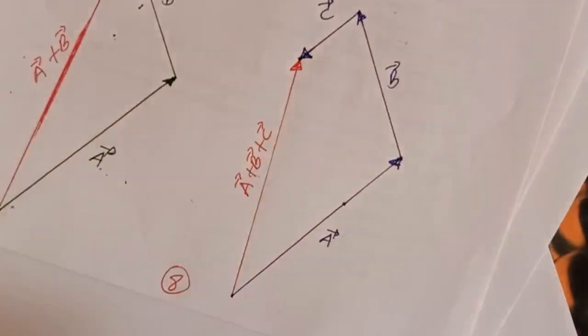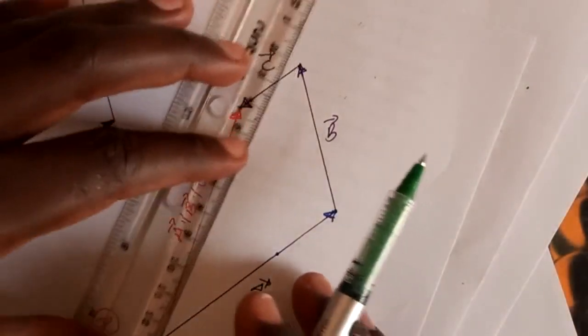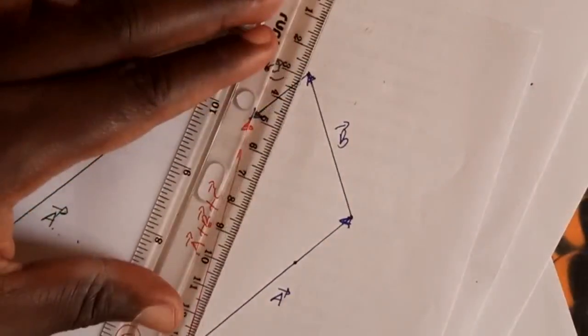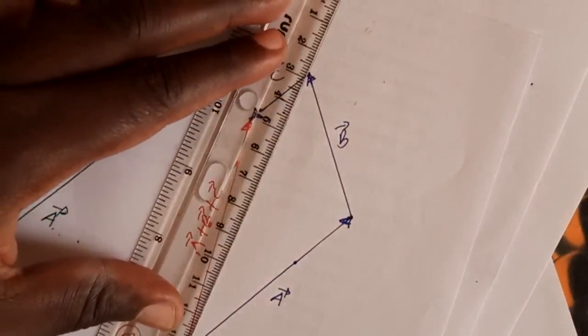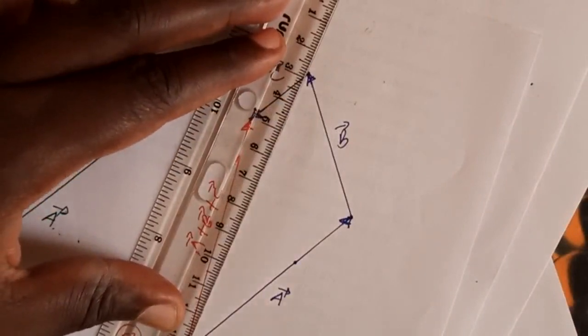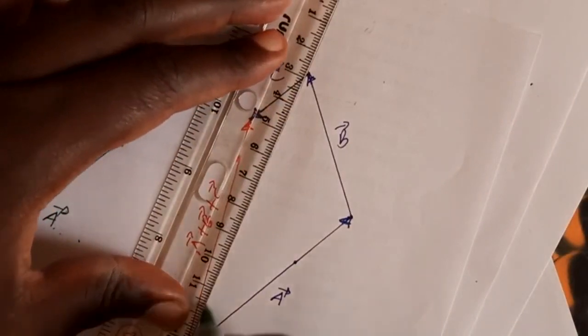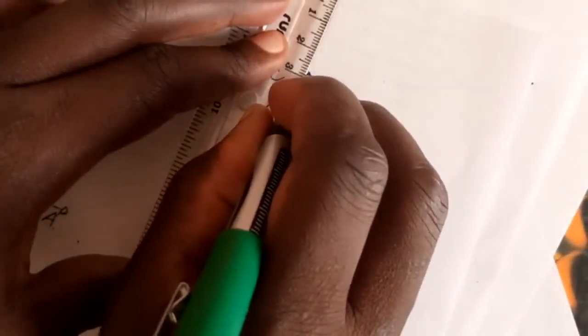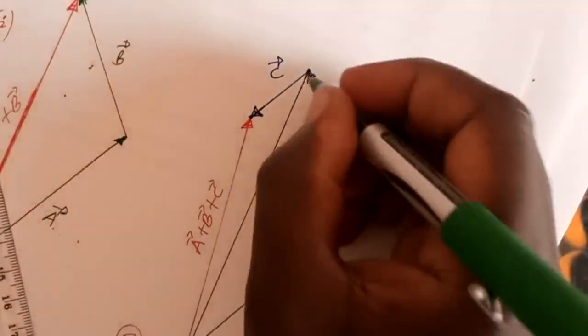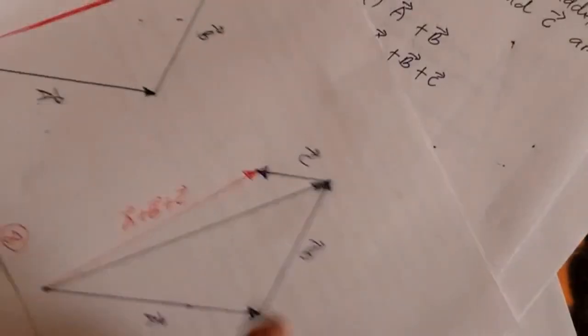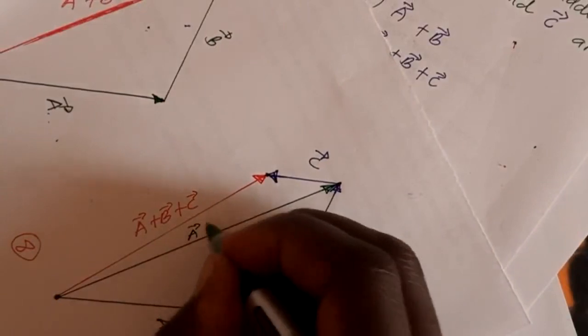If you like, you can firstly find the resultant of A and B. You can draw it from the tail of A all the way to the head of B. You see what you have here? This is your vector A plus vector B.